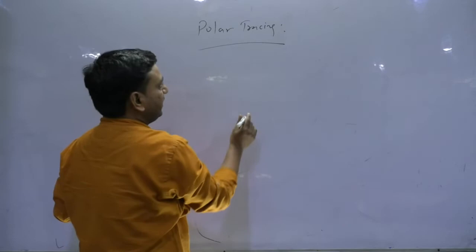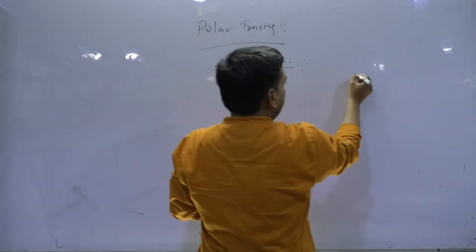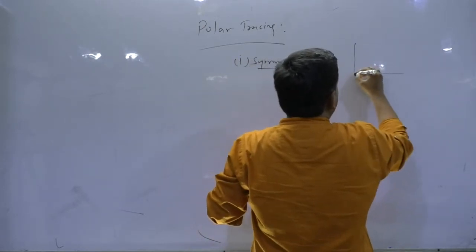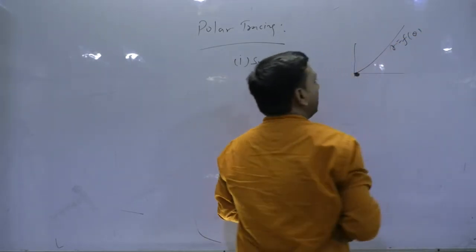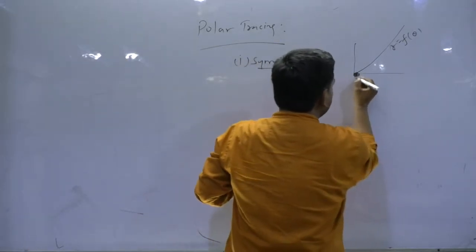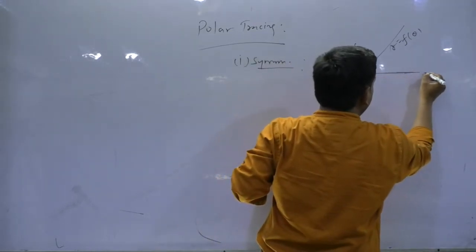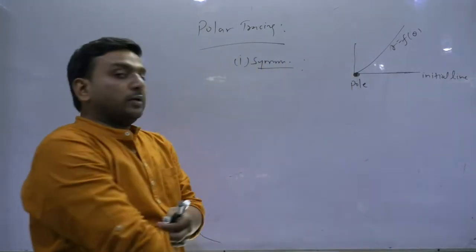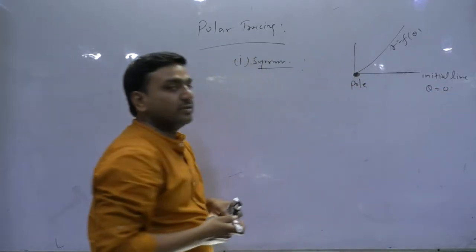Here the simple thing is the components will remain the same. Symmetry, let us understand symmetry in polar form. Suppose you have a curve, any curve, r equals to f of theta. This point is called the pole, and this line is called the initial line. So this line itself will be represented by theta as 0.